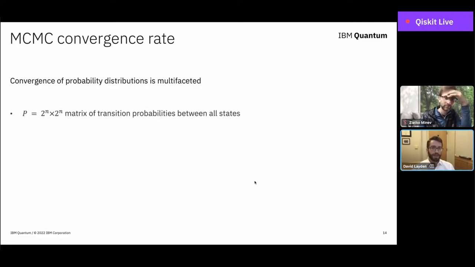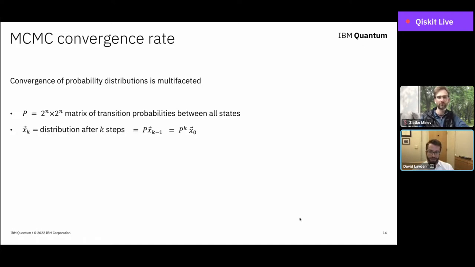And so it's going to give us a nice way to compare the convergence rates of the two. So let's start by defining a matrix P, which is 2^n by 2^n dimensional. Its elements are just all the different transition probabilities between every possible bit string. I'll also define a vector X_k, which is 2^n dimensional, and this just gives you the distribution of your position after running k steps of this algorithm. Now, these two objects are closely related to one another in the sense that applying P to X_k just propagates you forward in time by one iteration, or in other words, applying P to the kth power to your starting distribution brings you to the kth step.